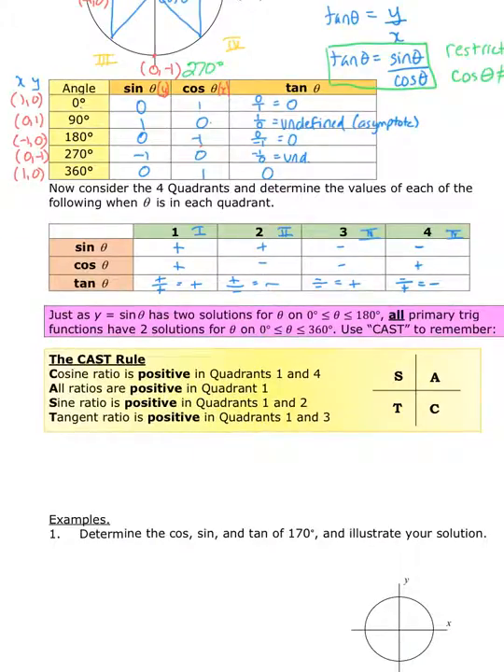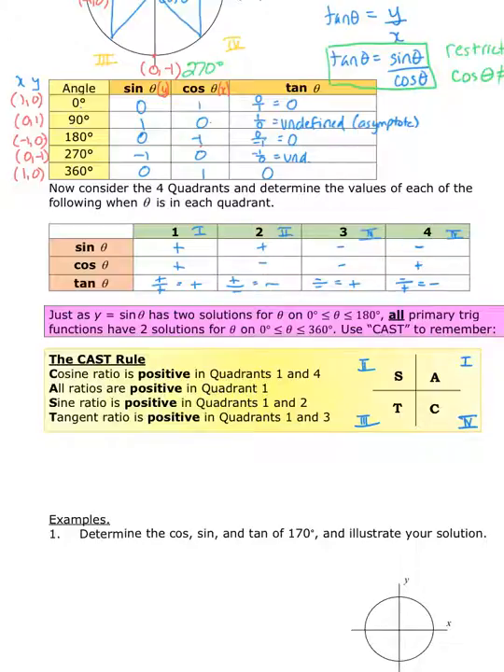So just as sine theta has two solutions for our angle theta between 0 and 180 degrees, all primary trig functions, meaning sine, cos, and tan, have two solutions for that angle theta when we extend our unit circle from 0 to 360 degrees. To help us remember where each ratio is positive, we use the CAST rule.